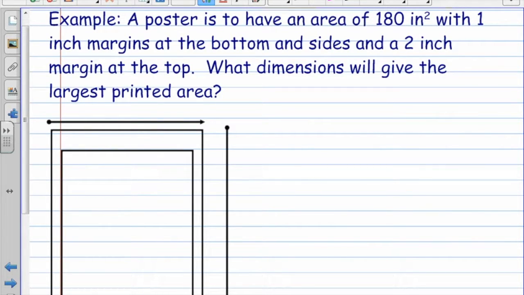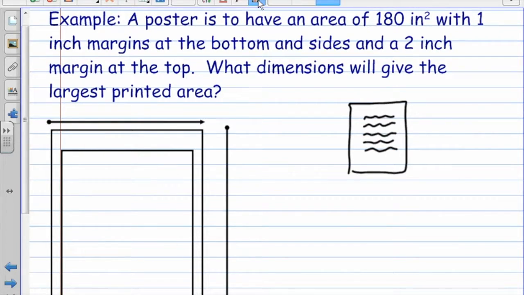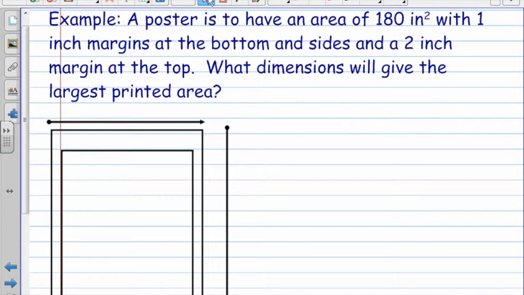So we're going to do another optimization example problem. This one's with a poster, and it's telling you it wants to get the largest printed area. Remember, when you print a page from a computer, you can only print on a certain part of the page, not the whole thing. So it wants to maximize the printed area of the poster.